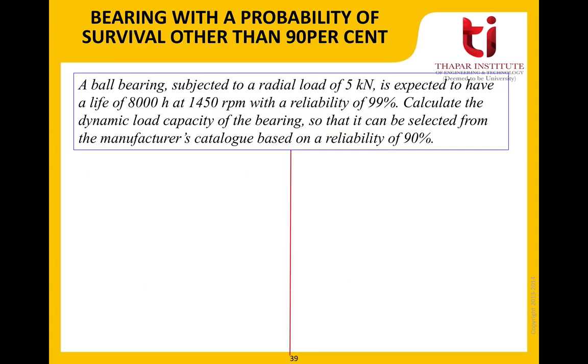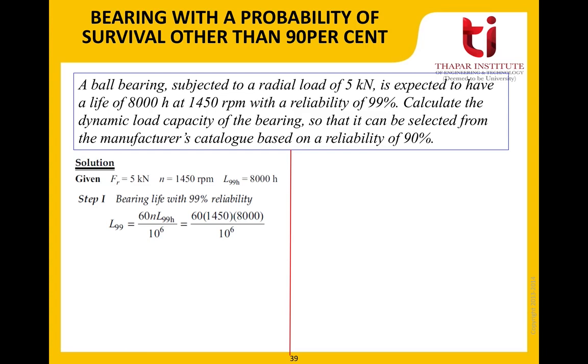Now, with this idea, let's do one numerical. A ball bearing subjected to a radial load of 5 kN is expected to have a life of 8,000 hours at 1450 rpm with a reliability of 99%. Calculate the dynamic load capacity of the bearing so that it can be selected from the manufacturer's catalog based on a reliability of 90%. Whenever we begin a numerical, we need to first note down whatever is provided to us in the question. So Fr, the radial load acting on the bearing, is 5 kN. The shaft rotational speed is 1450 rpm, and we are provided with L99H, which is 8,000 hours.